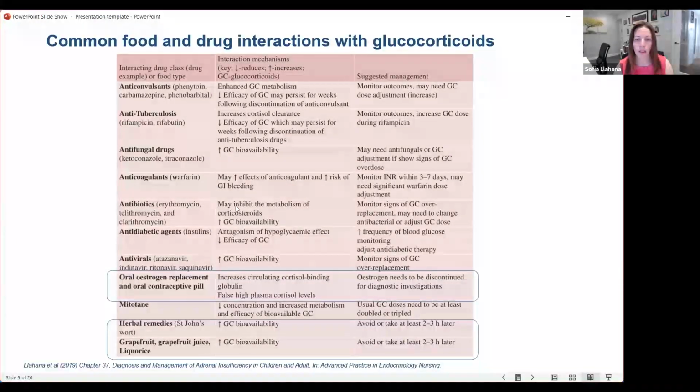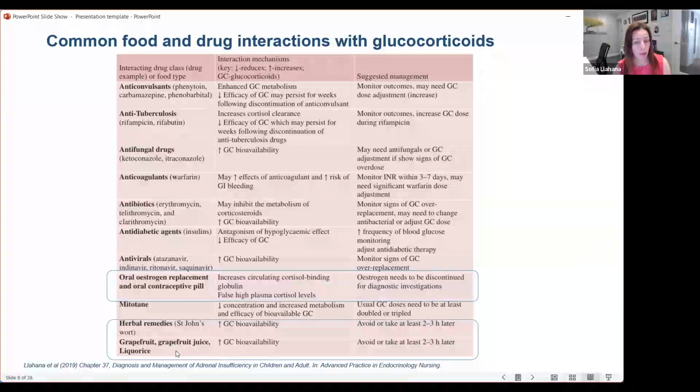One thing that we also sometimes fail to advise our patients on is the drug interactions with glucocorticoids. And it's very common to change treatment, but actually not change the dose of hydrocortisone. As an example, if you are on oral estrogen replacement or the contraceptive pill, that increases the circulating cortisol binding globulin. And if you come in clinic for a cortisol level or a test, then that will show false high plasma cortisol levels. So that's quite important to remember.